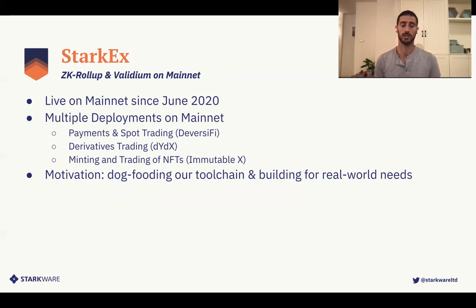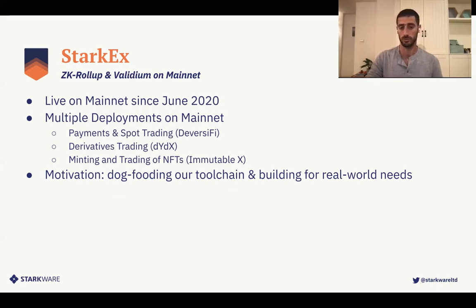And what StarkX actually gives us is the ability to dog food our tool chain and technology and build it against real world needs. We're working with customers, we're working in a production environment, and this allows us to make sure that both the provers, Cairo, and all the development tools that we are developing are actually able to build real world applications.